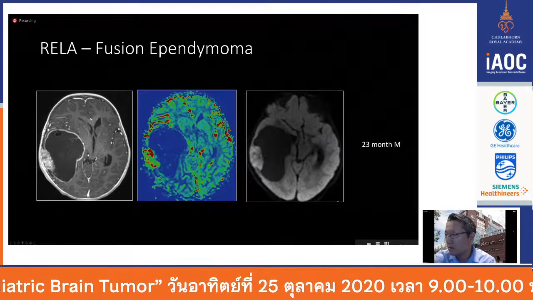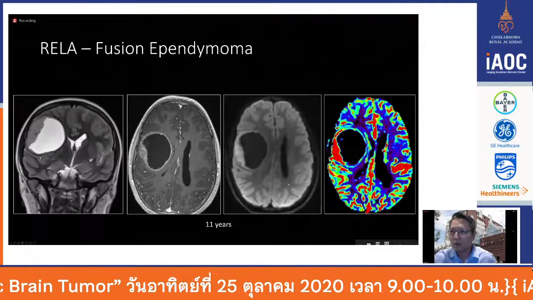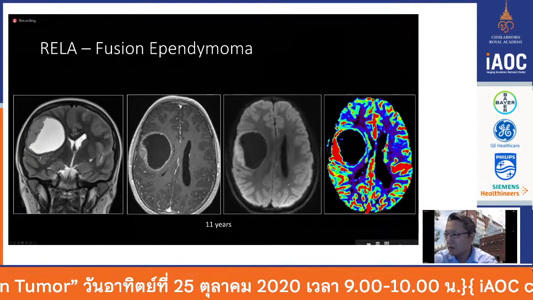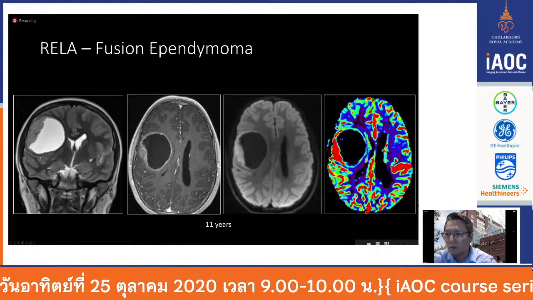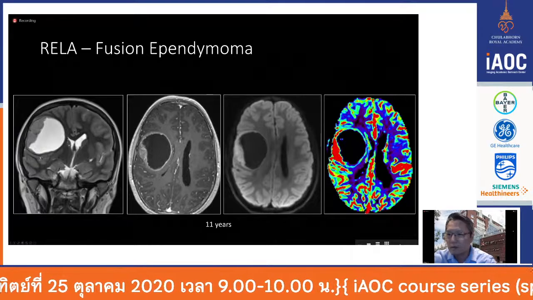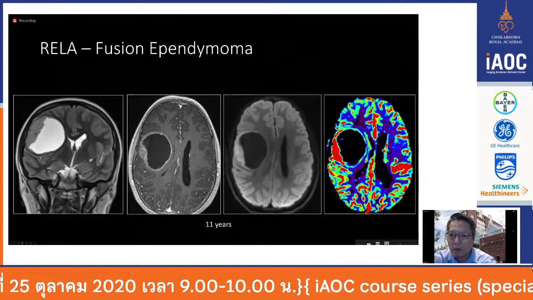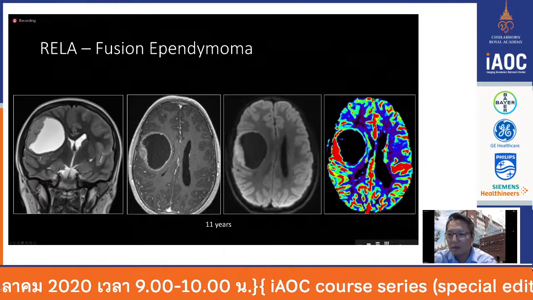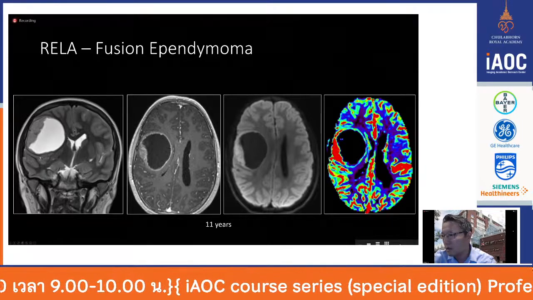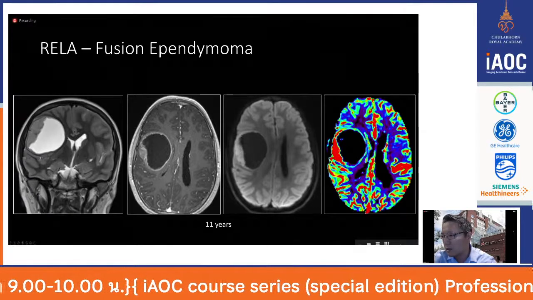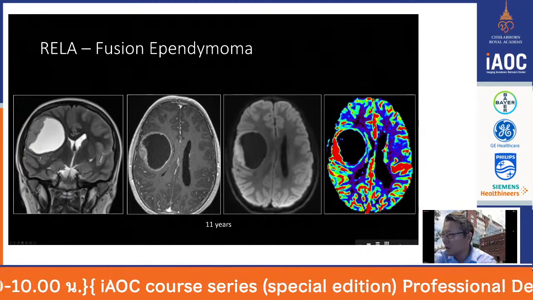This is B1000. Here's another RELA fusion ependymoma. This is an older child, but still it was RELA fusion, which unfortunately has a worse outcome. Very similar to the prior examination. We have this nodule with a cyst, enhancement along the cyst wall within the nodule, and then the solid component has decreased diffusion and quite a bit of increased perfusion.